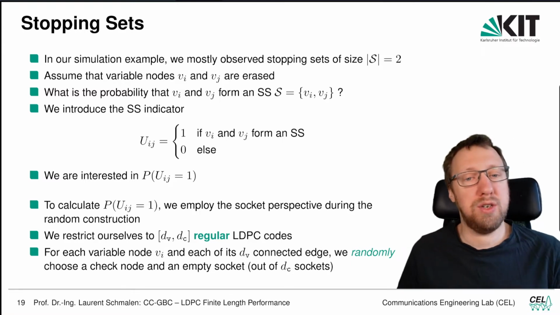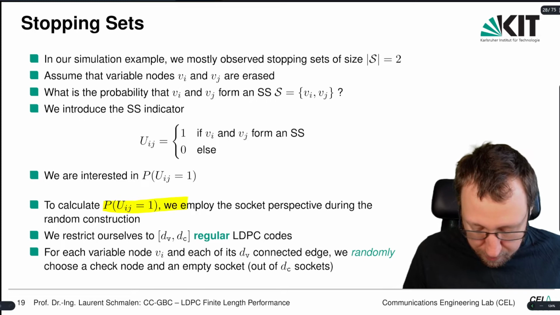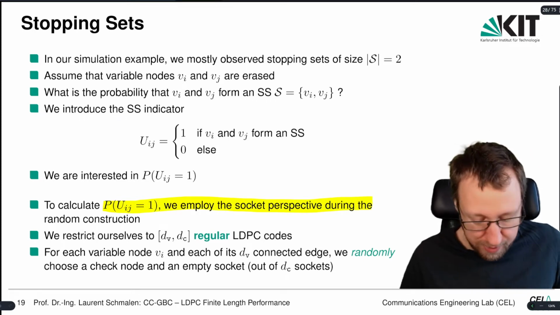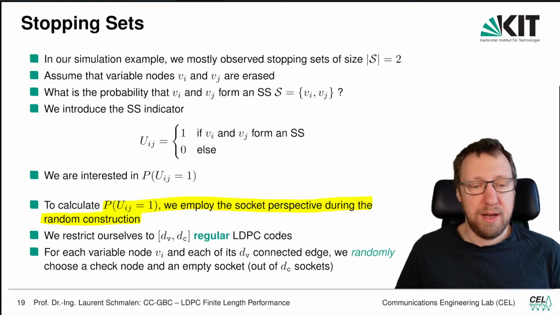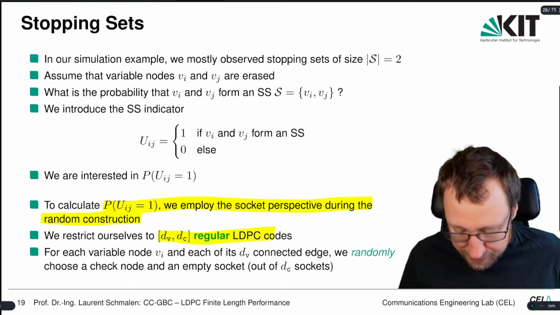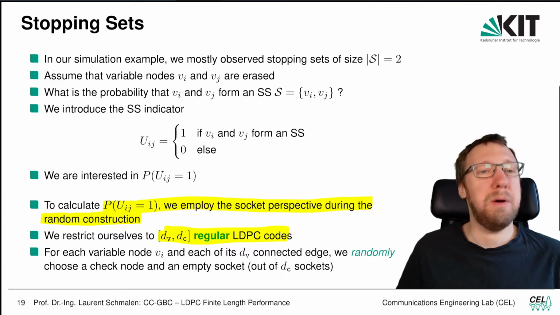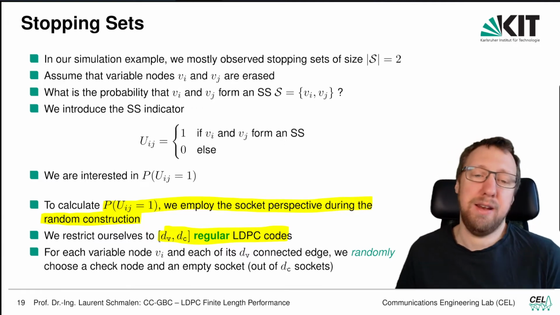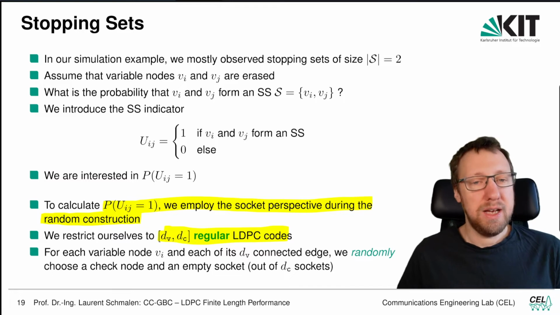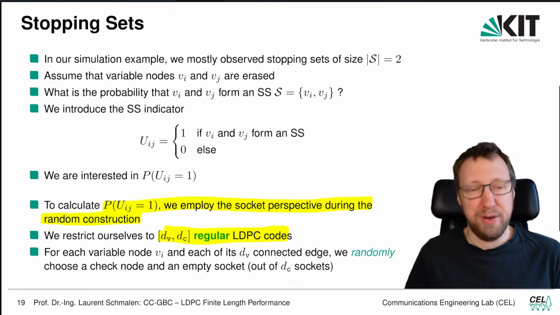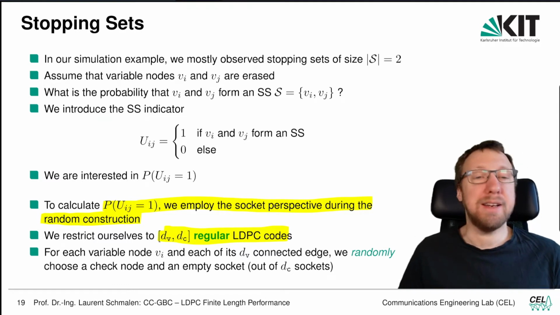Well, we look at the construction that we saw in the previous video. So we look at the socket perspective that we employ during the random construction. We restrict ourselves to DV, DC regular codes. Extending this to irregular codes is possible, but it's going to be very, very nasty. Even doing this with regular codes is not necessarily trivial. It's okay, we're going to do it, but extending this is going to be quite hard.